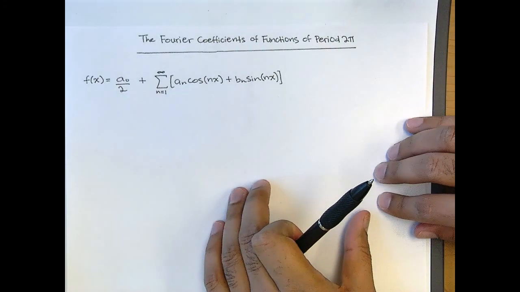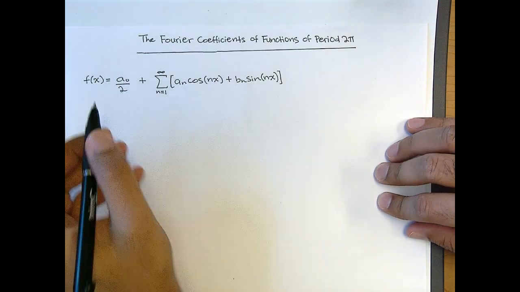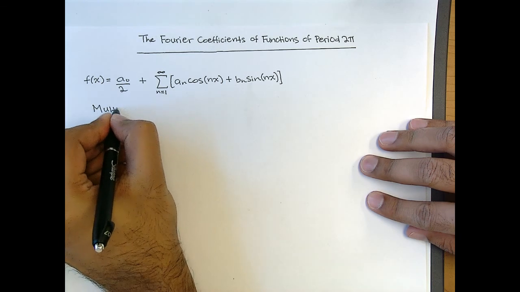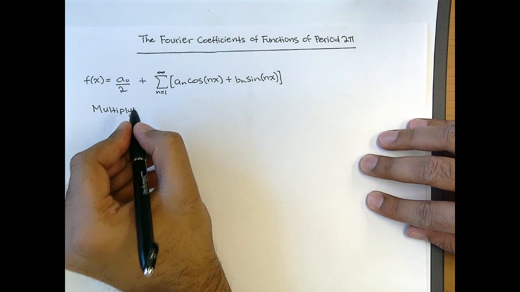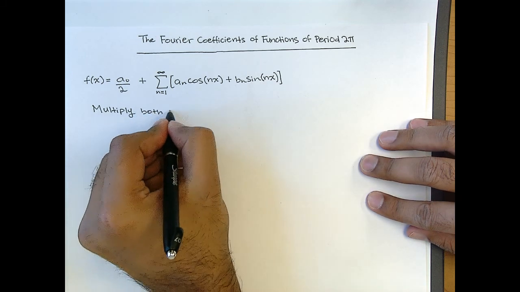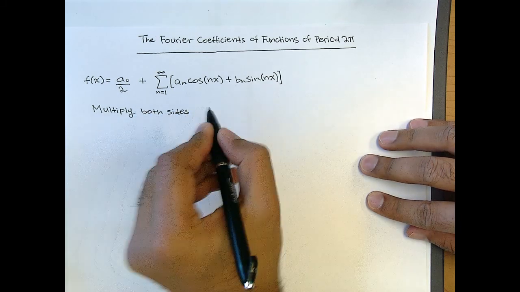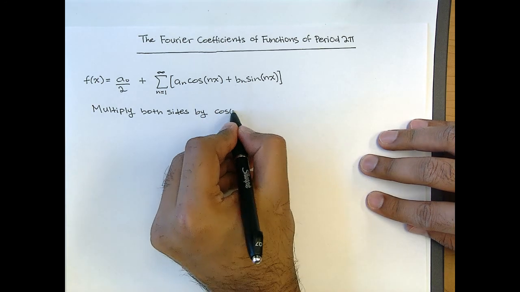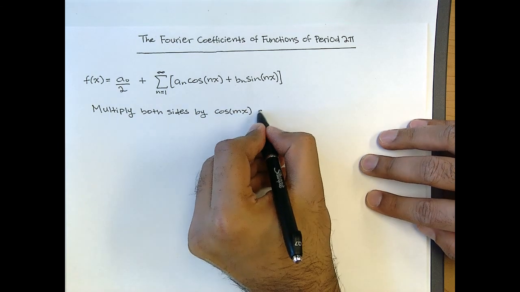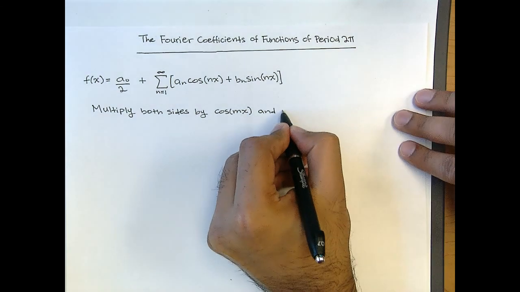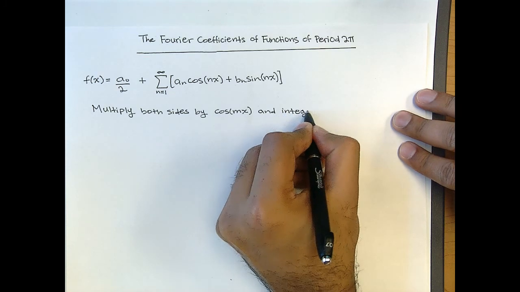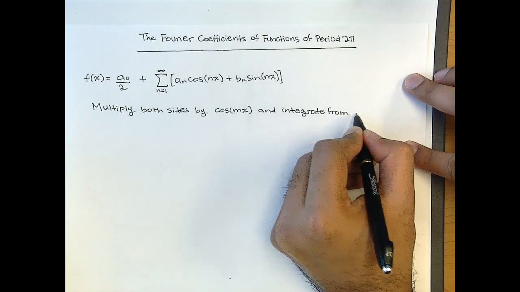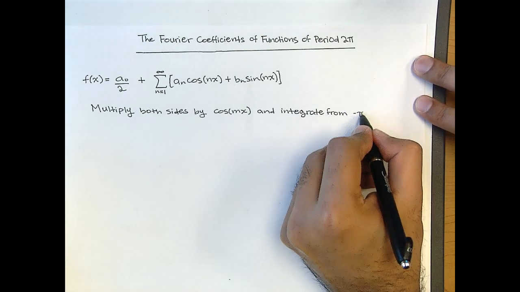So here is my Fourier series. What I'm going to do here is multiply both sides by the cosine of mx and integrate from negative pi to pi.